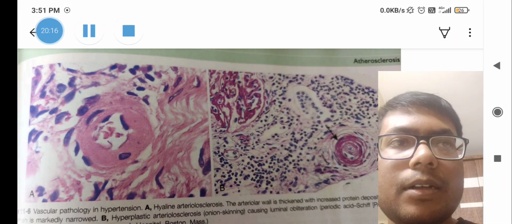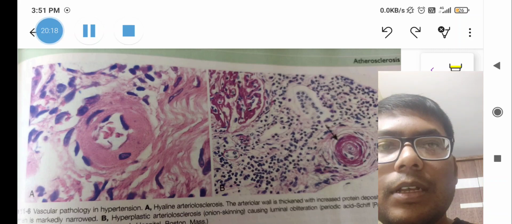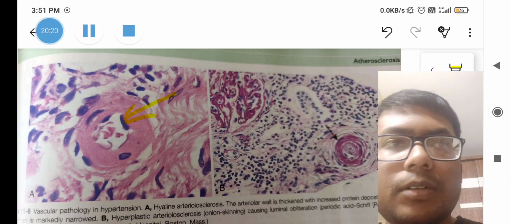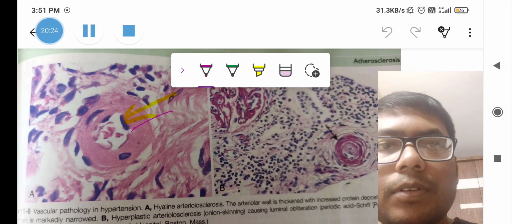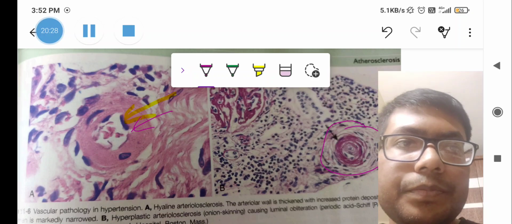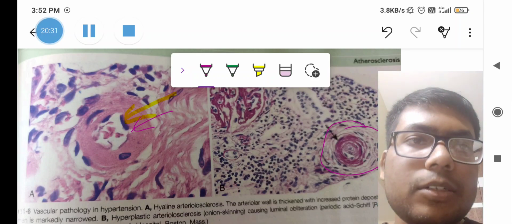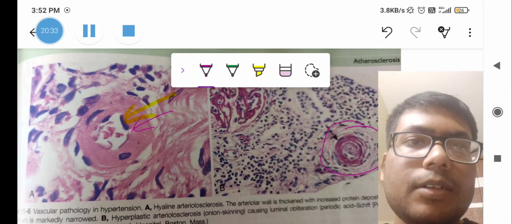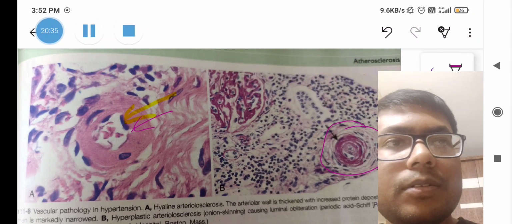Now this is the pathological image of the benign type of arteriosclerosis, and this is the onion skin appearance of the hyperplastic arteriosclerosis.